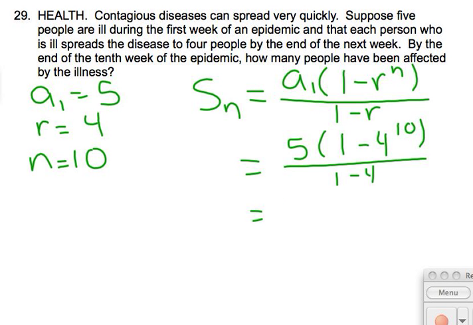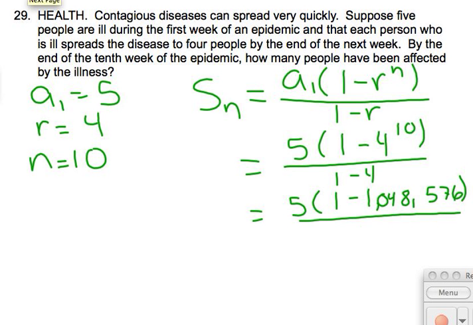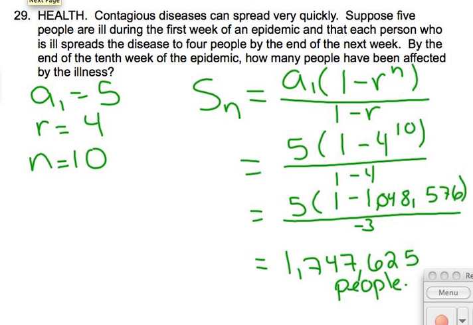Simplifying it up, I have 5, and in parentheses, I have 1 minus 1,048,576, all over negative 3. And simplifying up further there, I have, for the final answer, 1,747,625 people will be affected. Make sure you label your answer. Story problems always need labels.